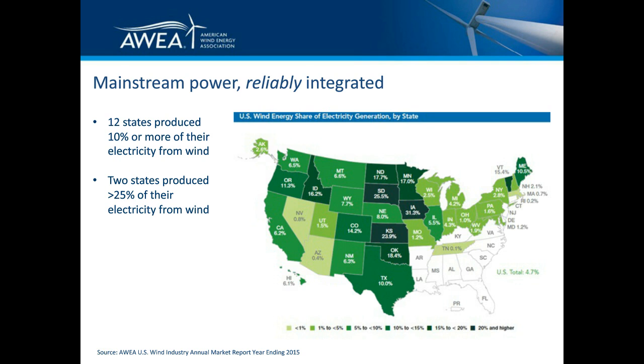But of course, you can see that in some of the heavier wind states, we're seeing substantially more wind market share. Iowa, which is the national leader, gets more than 31% of its electricity from wind energy. Kansas and South Dakota, both above 20%. And we have more than 12 states that are generating 10% or more of their electricity from wind. So we're certainly starting to see wind penetrate the U.S. market in a big way.